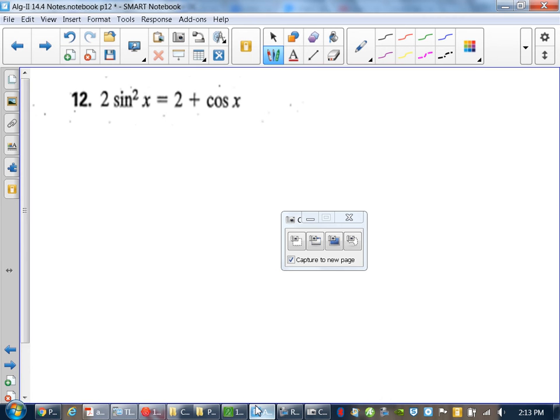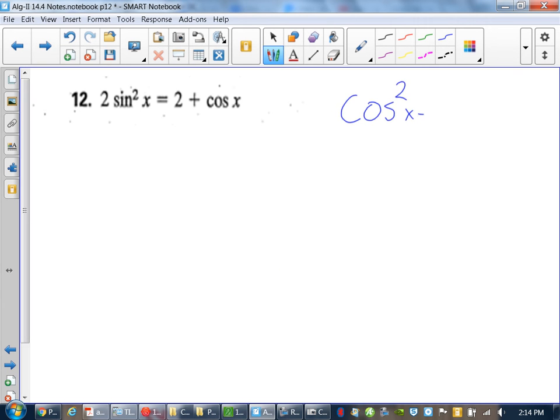So whenever you see sine squared and a cosine, or on the other hand, cosine squared and a sine, you always want to rewrite the higher degree trig function in terms of the lesser degree. So if I have a sine squared and a cosine, I'm going to rewrite sine squared in terms of cosine squared. Right, because we know that the identity tells me that cosine squared plus sine squared is 1. And for some reason, people freak out about this.